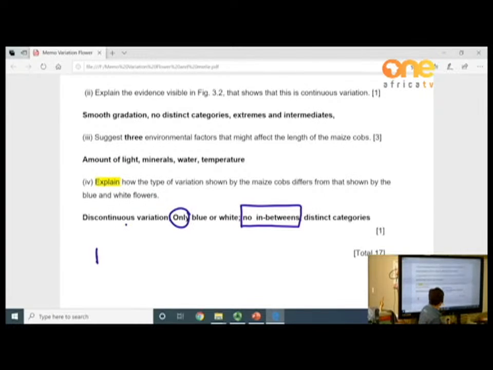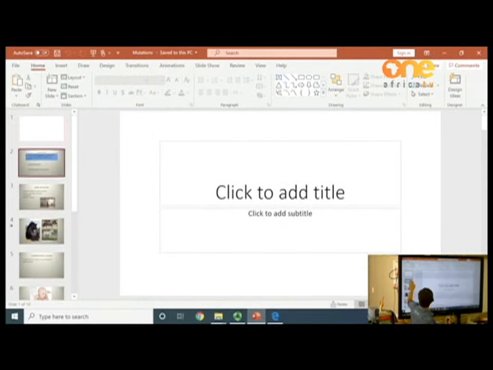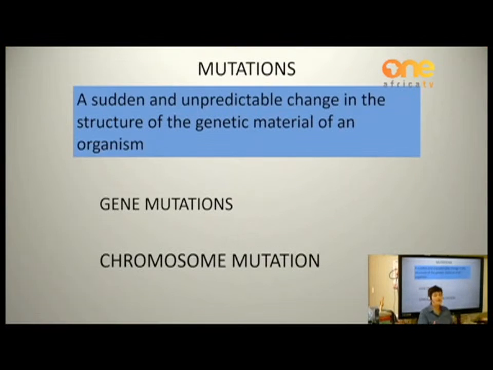Grade 12. Now we can continue with our mutation lesson. Now that we have covered variations, variation is caused by the environment or by the genes. We have two categories, continuous. We start with one extreme, smooth gradation to the other extreme and all the in-betweens. Continuous, draw a histogram. Then we have discontinuous, distinct variation.